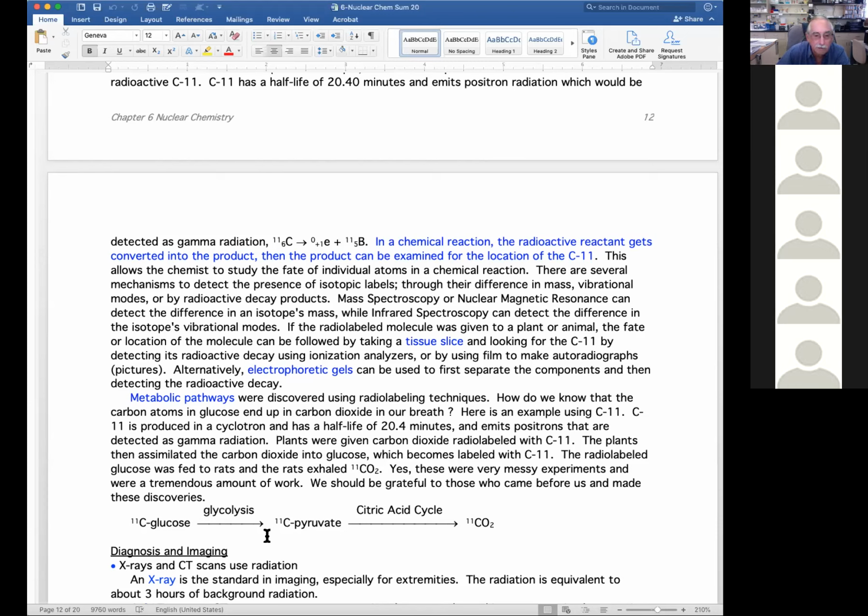Then I have radioactive pyruvate. I can let that go into the citric acid cycle, and out comes at the end carbon-11 in the form of carbon dioxide. So how do we know that the carbon from glucose ends up as the carbon in the carbon dioxide that we exhale? It's all because of these radioactive tracer methods. So we could stop it here and here and here and here and look at what we got, and we will see all the intermediates of the citric acid cycle, all with that radioactive carbon atom on it.